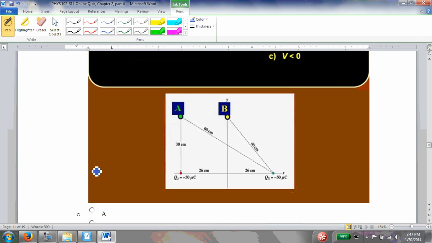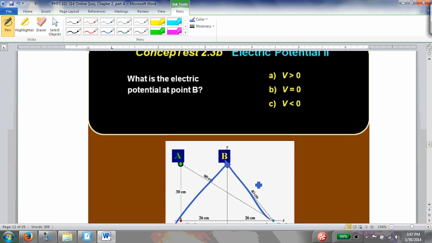What is it at point B? Well, notice here I'm equidistant from a positive and a negative charge. So the potential here is going to equal 0. I can just calculate this out. V is equal to KQ over R plus KQ over R. I'm not going to put in the numbers here, but notice that R is the same for both. On one of them, Q is positive, on the other, Q is negative, so they cancel out.